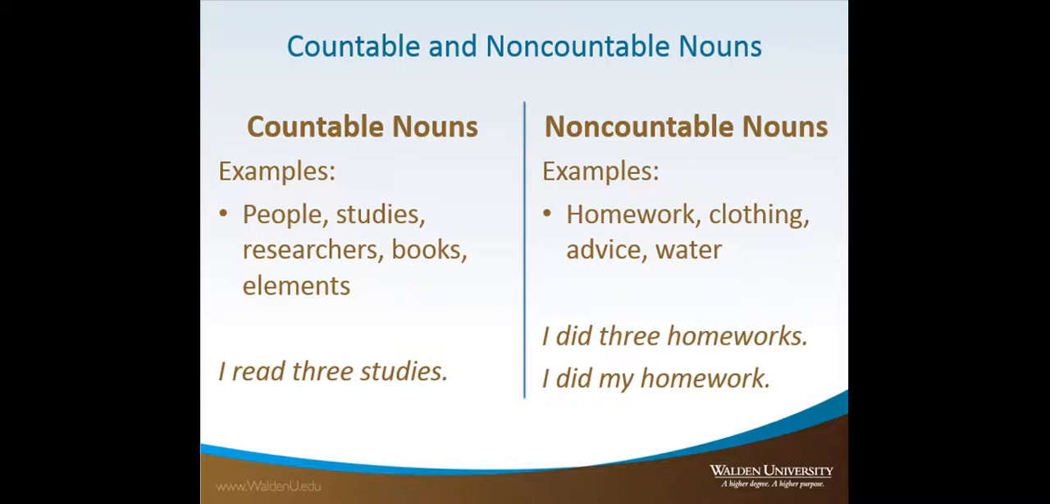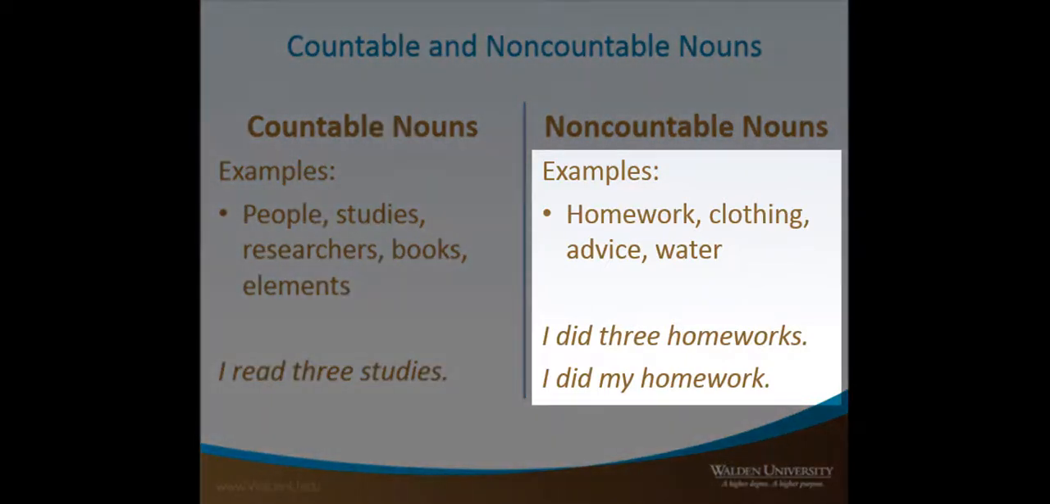In English, nouns can be countable or non-countable. When we talk about non-count nouns, these are things that cannot be individually counted. They exist as masses or abstract quantities that cannot be counted and have no plural form. Some examples are homework, clothing, advice, and water.